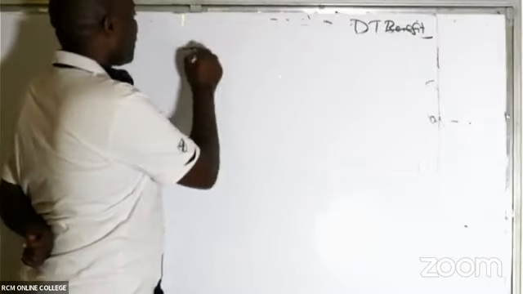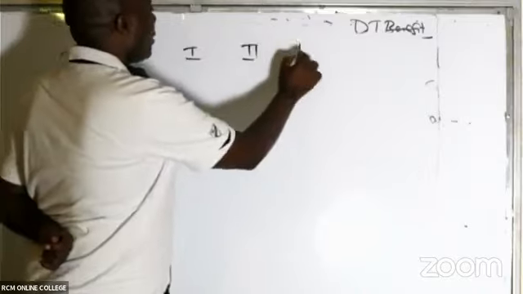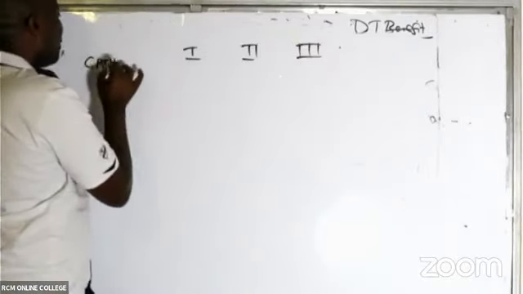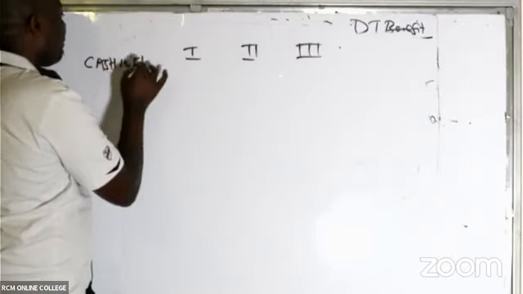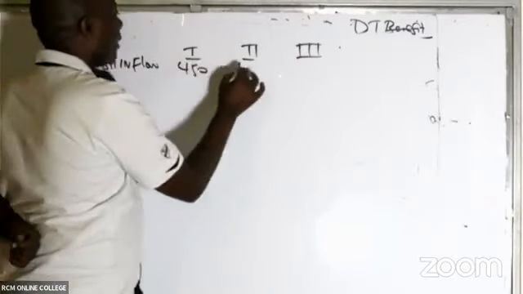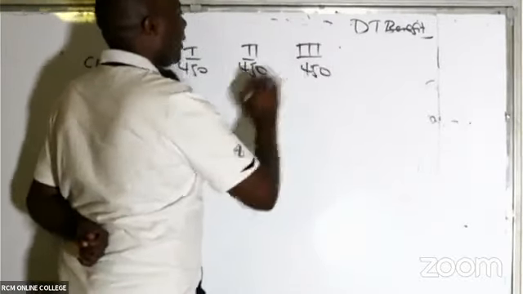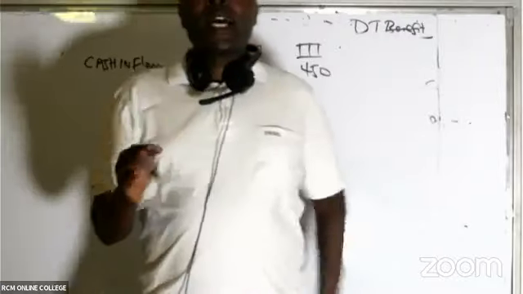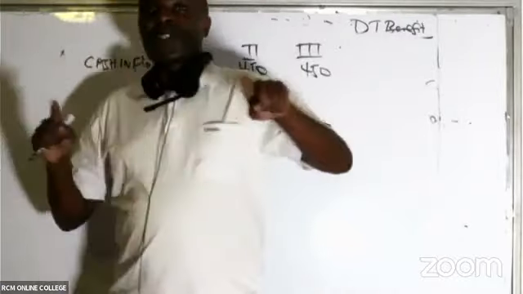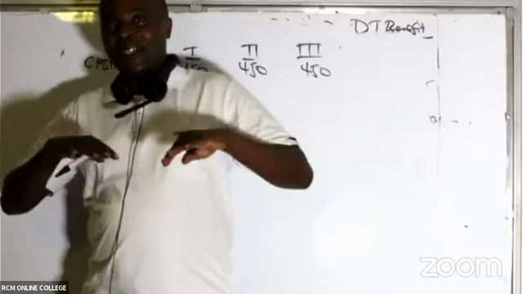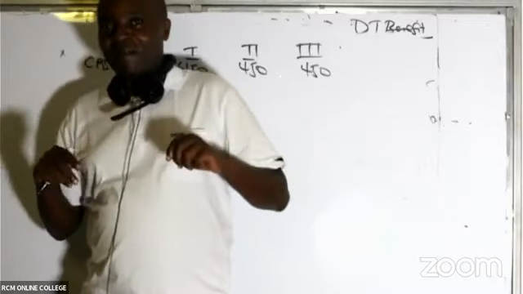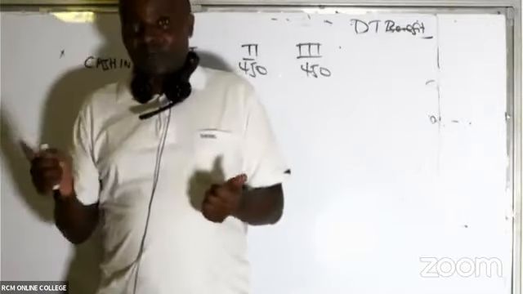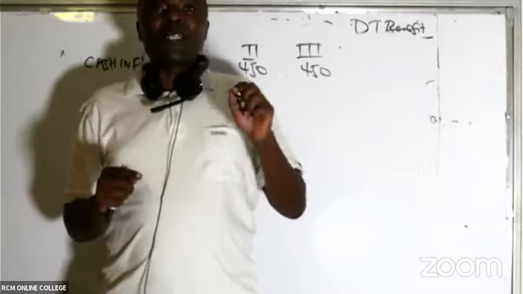So we have 3 years, year 1, year 2, year 3. In this case, we have cash inflows of 450, 450, 450. Why am I not treating this as annuities? I can't treat this as annuities because I have a depreciation tax shield or a depreciation tax benefit, which has got different amounts in different years. I'm going to discount each one separately.